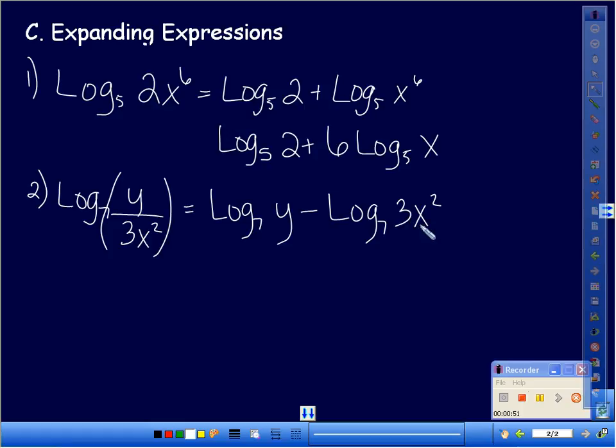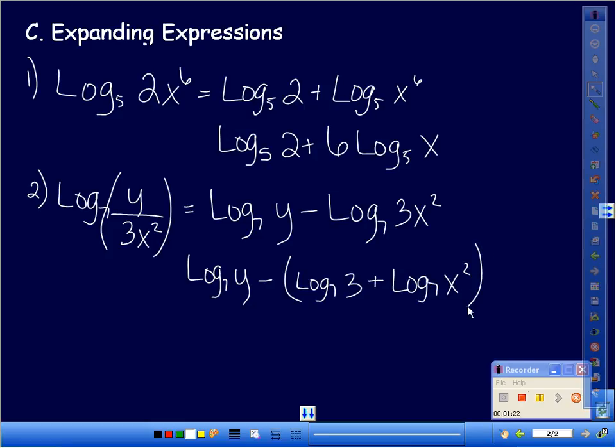I have a product. So I have the log base 7 of y, that's not going to change, minus, I'm going to put parentheses around this, because this whole thing has to stay negative, so when I expand it, it has to stay negative. The log base 7 of 3, what's next? Plus log base 7 of x squared, and then what?